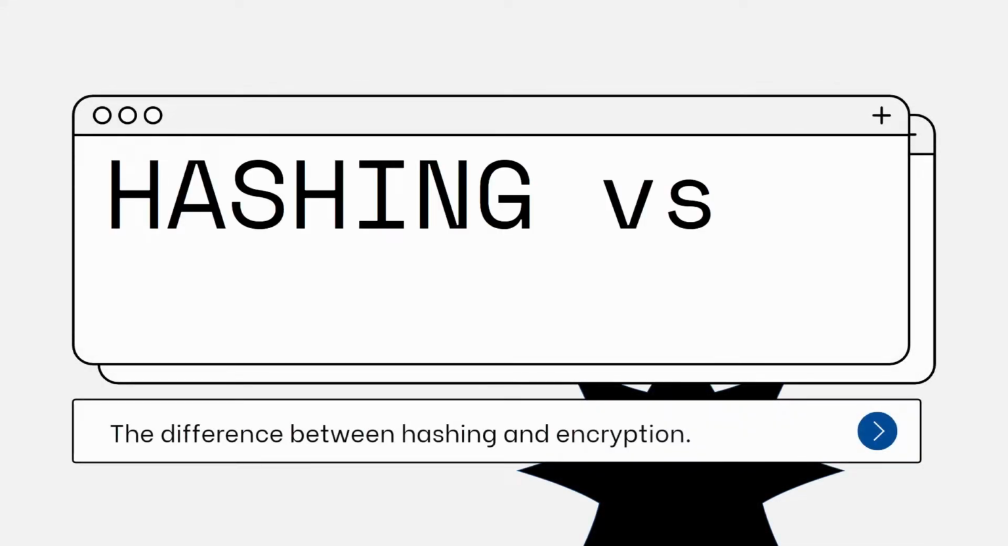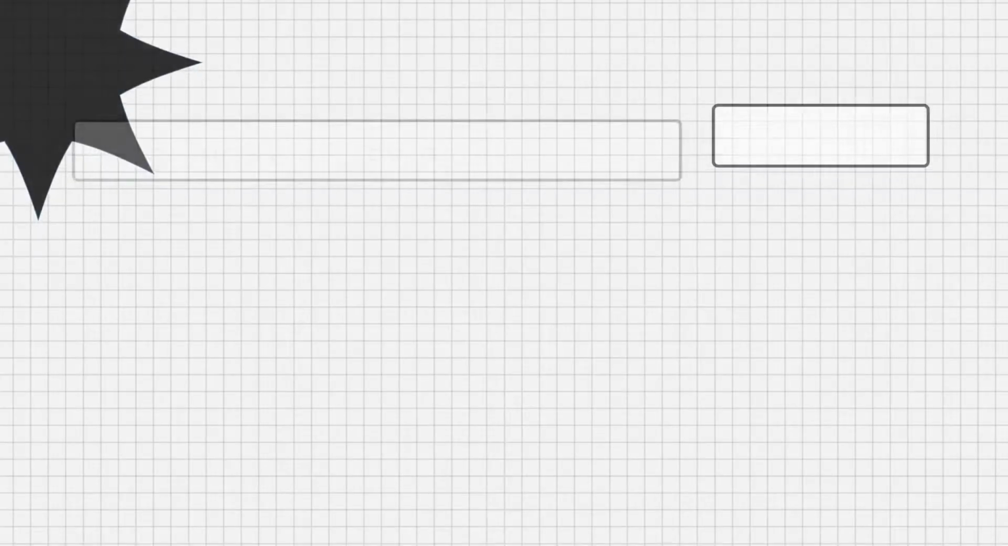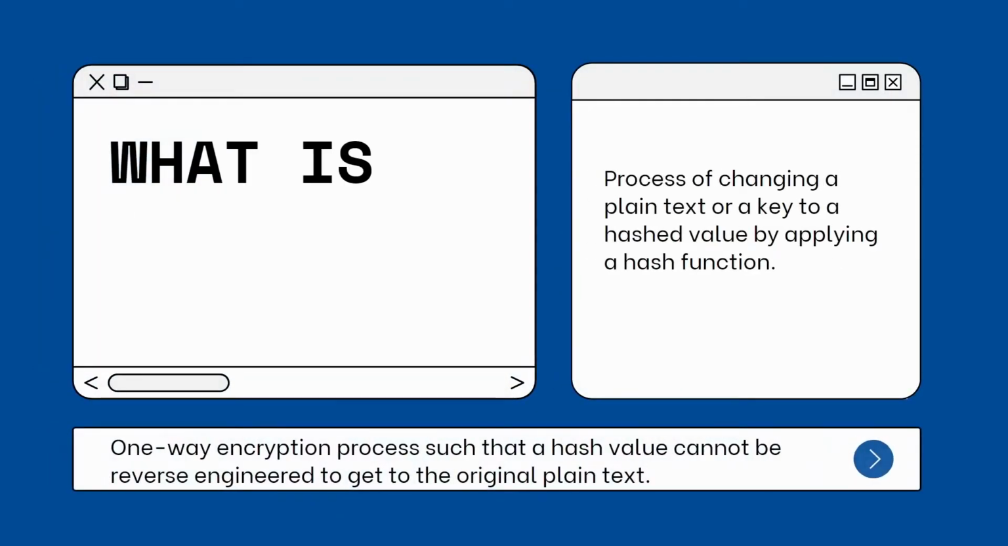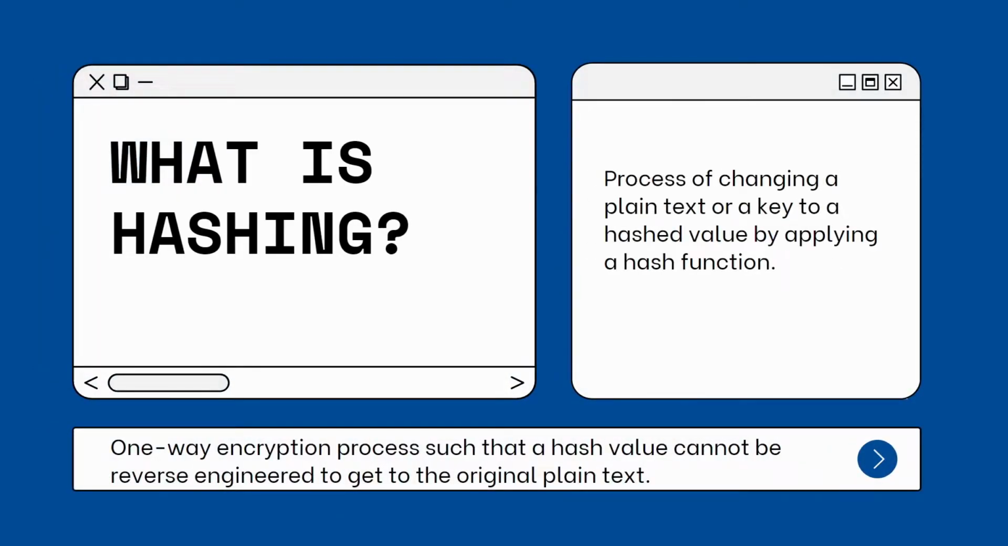Hashing and encryption. What is hashing? Hashing is the process of changing a plain text or a key to a hashed value by applying a hash function. Hashing is a one-way encryption process such that a hash value cannot be reverse-engineered to get to the original plain text. How hashing works.